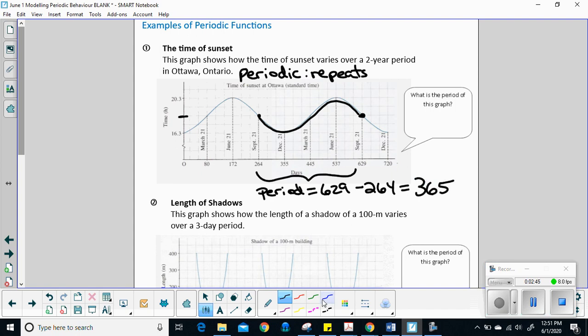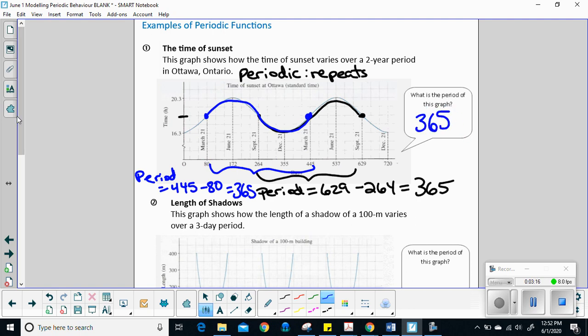Okay, did I have to pick those ones? No, I could have picked other ones. I could have gone from here and said that my curve continues and ends there. So for this one, I would have done 445 minus 80, and what does that give me? 365. So regardless of where I went, as long as it's one complete pattern, I can figure out the period of this graph.